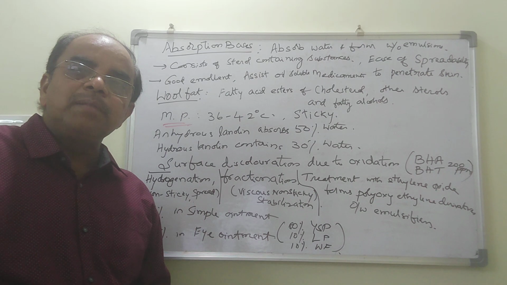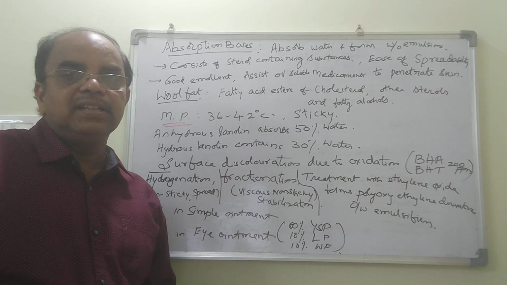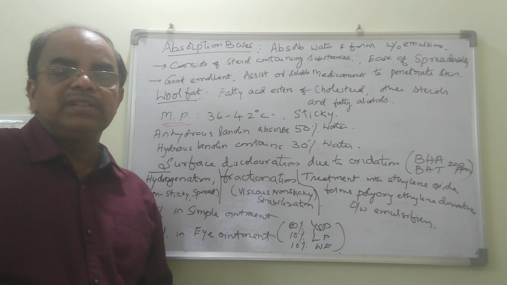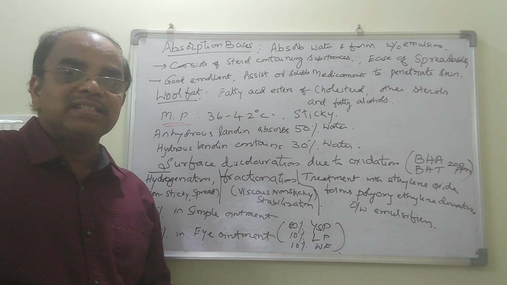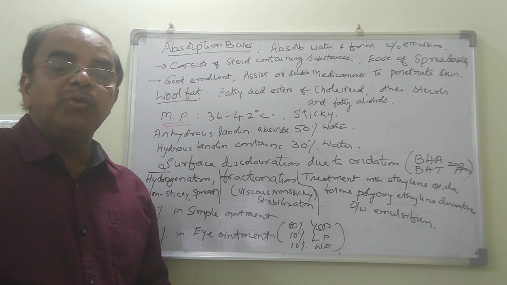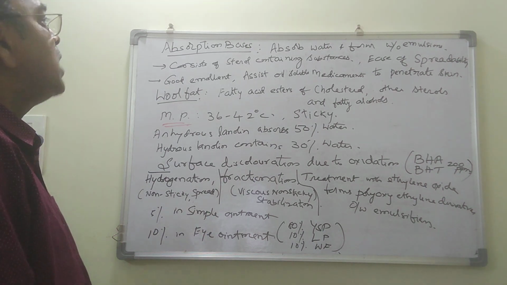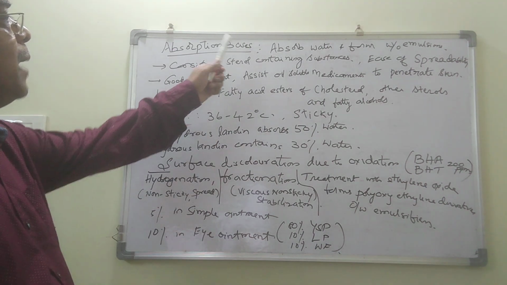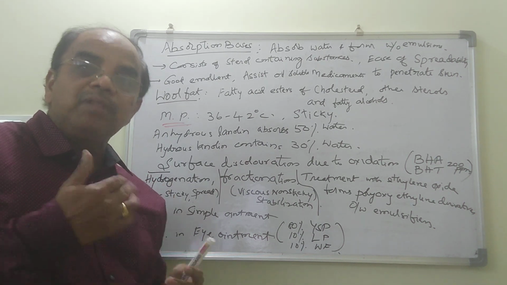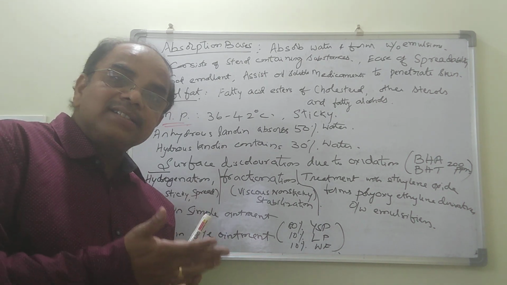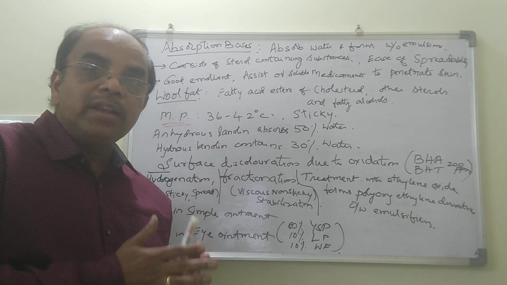After hydrocarbon bases, the next important one is the absorption base. It is one more type of base in the preparation of ointments. Absorption bases. The best examples: wool fat, wool alcohol, and beeswax. What are the absorption bases? They absorb water. Depending upon the type, we have the hydrous and anhydrous wool fat. Wool fat is otherwise called lanolin.